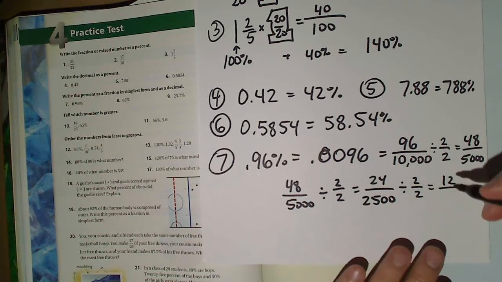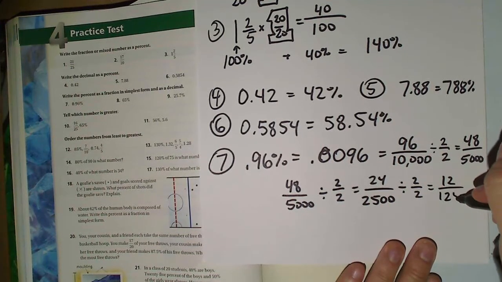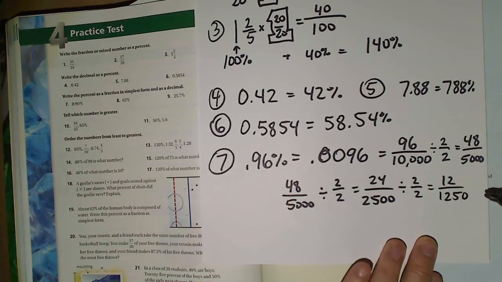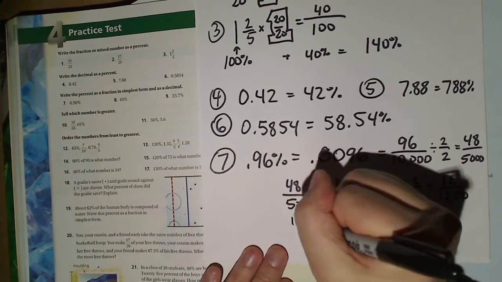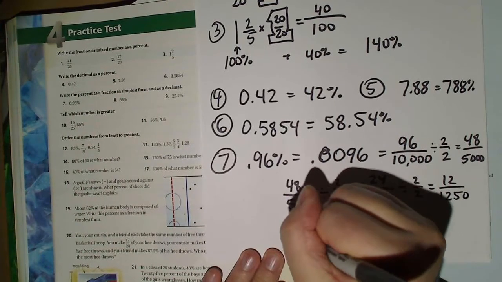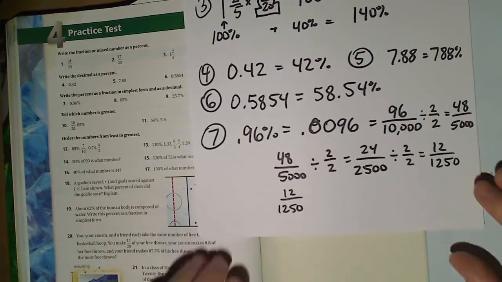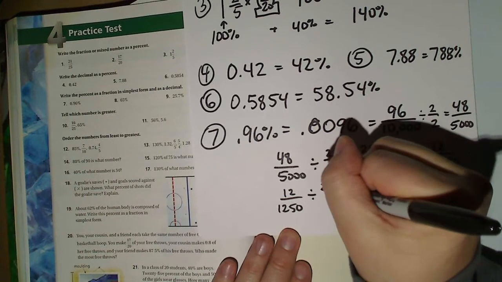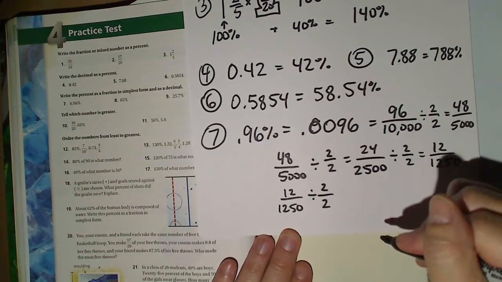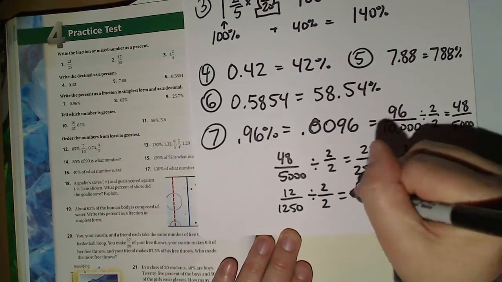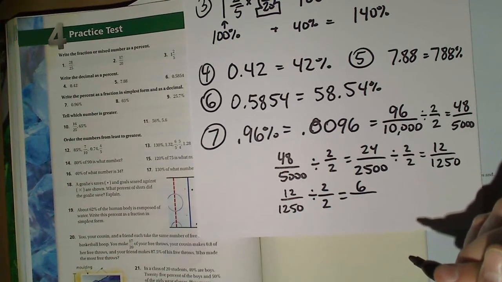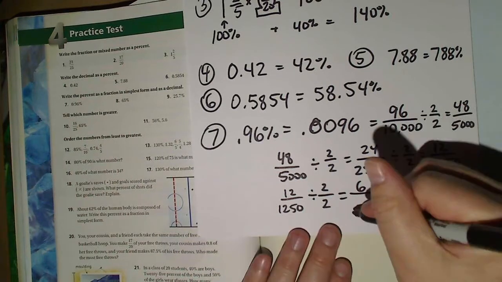2,500 divided by 2 would be 1,250. Again, keep on going, right? I'm showing you this because I think a lot of people will attack it this way, by just chopping it apart bit by bit. Half of 12 is 6. Half of 1,250 would be 625.